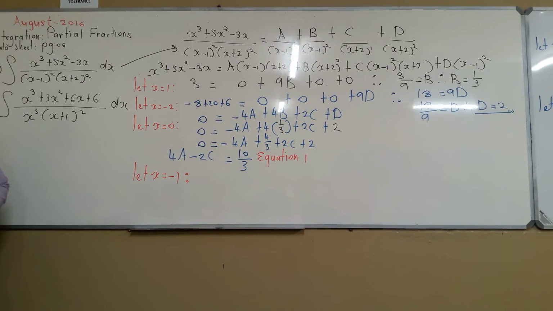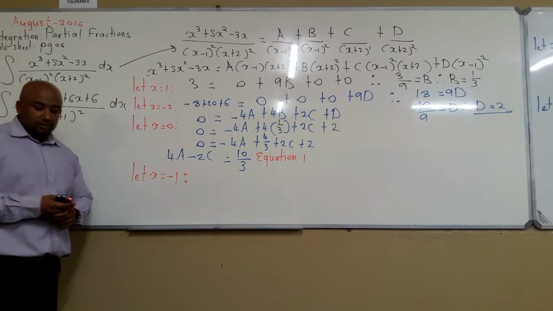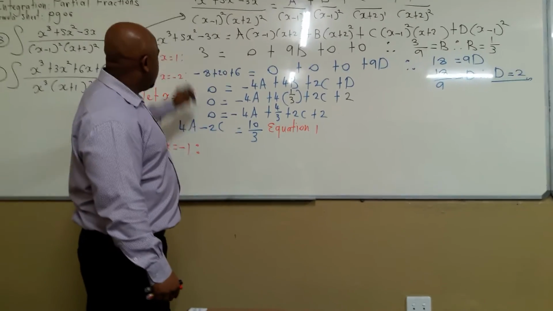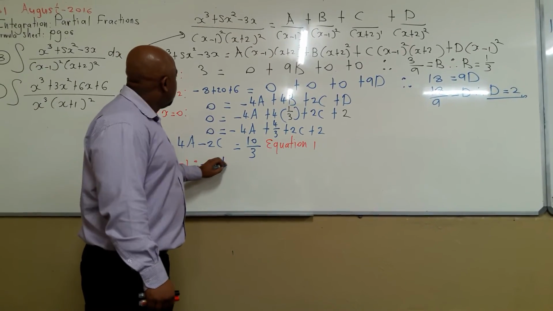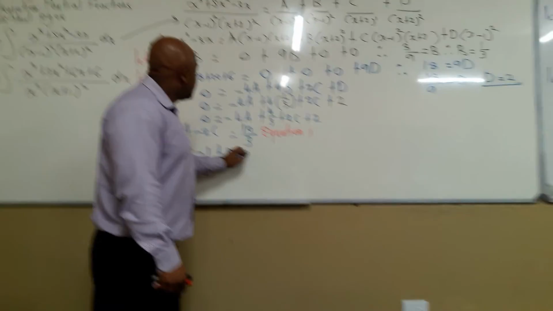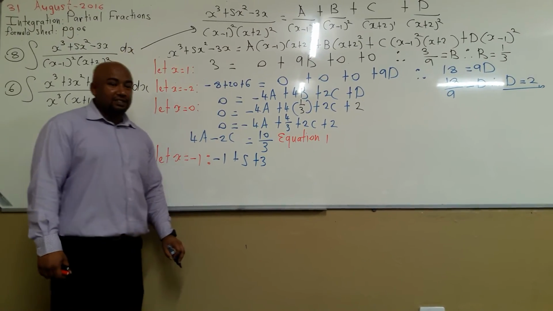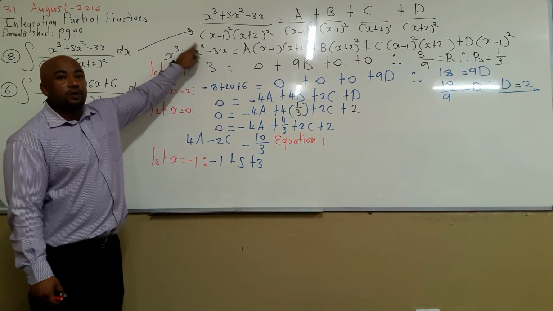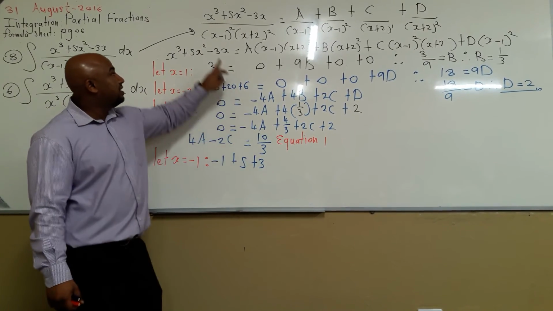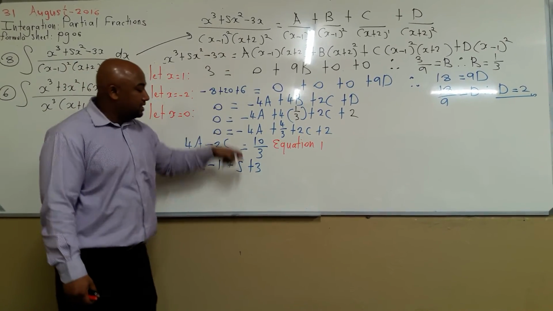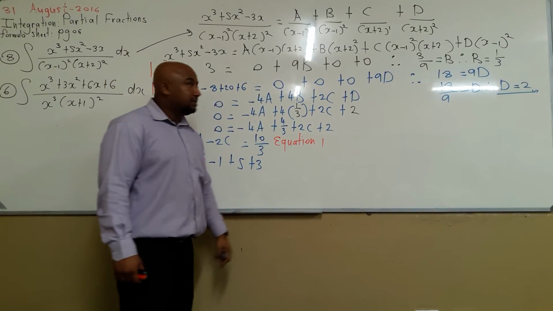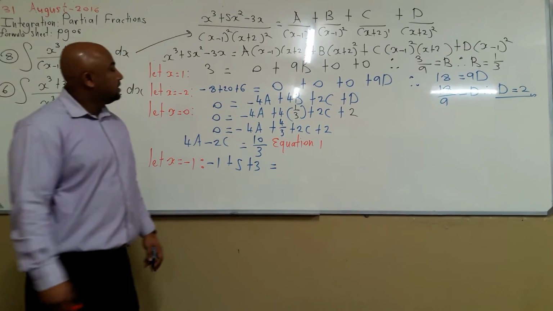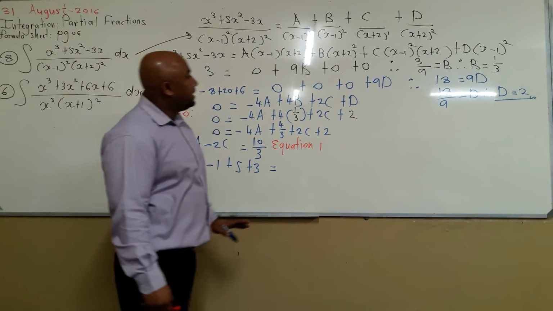Okay, if I'm using minus 1 now, so plus 3 on the left hand side. You follow that? Minus 1 to the power 3 is minus 1. Minus 1 squared is 1 times 5, which is 5. Minus 3 times minus 1 is plus. Let's deal with the right hand side. So now we are substituting minus 1.